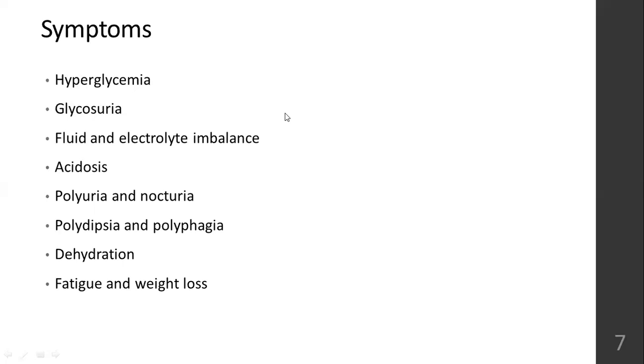Fatigue and weight loss. The fats in your body are getting broken down, catabolism as well as lipolysis increases, because of which weight loss will happen. But your cells are not getting that quick energy through glucose. That's why you will feel tired always, because the cells don't have energy. Mitochondria does not have enough glucose in the cells to produce energy.